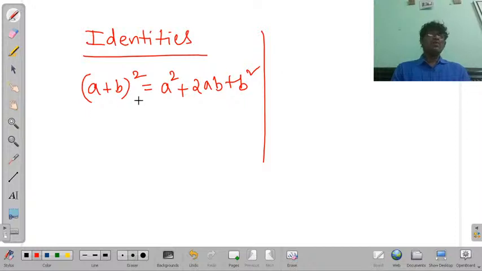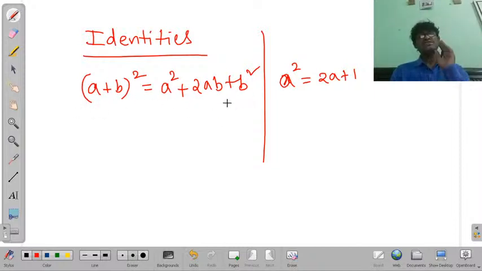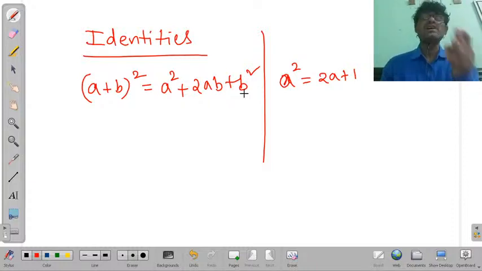Now, what is the difference between identity and equation? Suppose if I take something like a square minus 2a plus 1 is equal to 0, or if I take a square equal to 2a plus 1, like this. What is the difference between these two? First one is said to be identity. This is not a formula. Somebody is saying formula. This is not a formula. This is identity. a plus b whole square equal to a square plus 2ab plus b square. This is not a formula. This is identity.